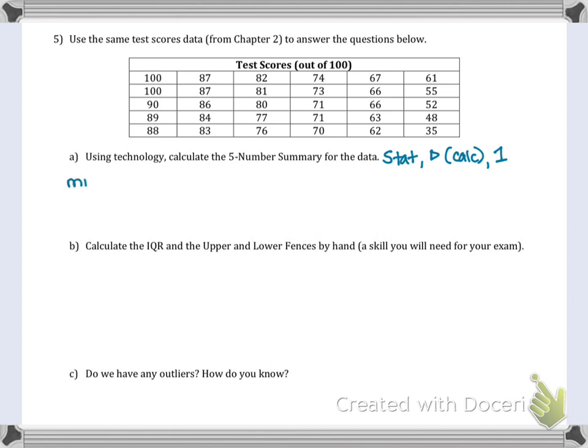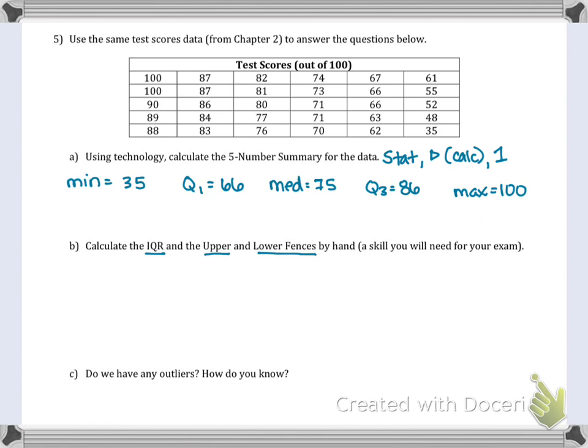So we know that the 5-number summary consists of the minimum, which is 35, the first quartile, which is 66, the median, which is 75, the third quartile, which is 86, and the maximum, which is 100. So we got all that previously in the calculator. So now what we want to do is calculate the IQR, the upper, and the lower fences.